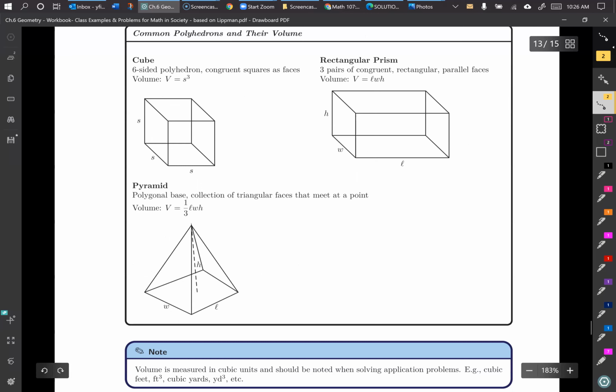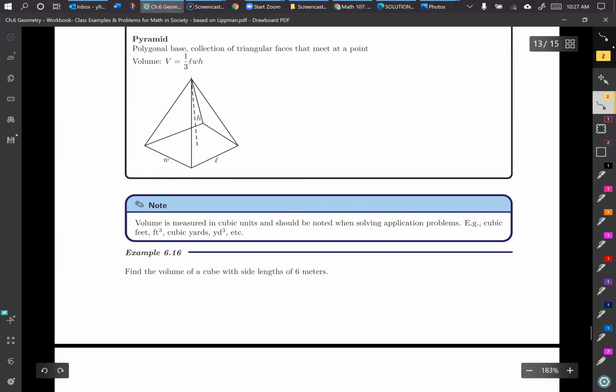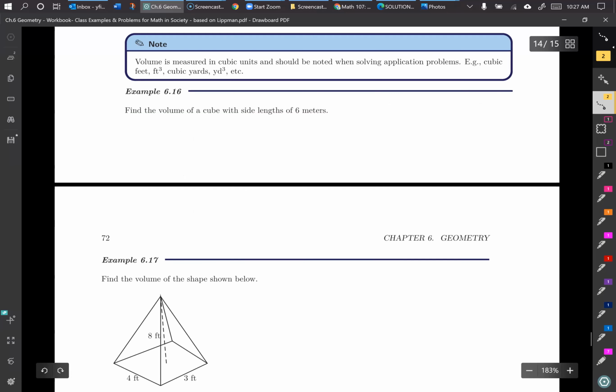And then a pyramid is a polygonal base right here of triangular faces that meet at a point. So here are my triangular faces. I have 4 of them. And my volume would be 1/3 length times width times height. Okay, so it's just 1/3 of what we would have for the rectangular prism. So here's your note here. Make sure volume is always in cubic units. That's really important.